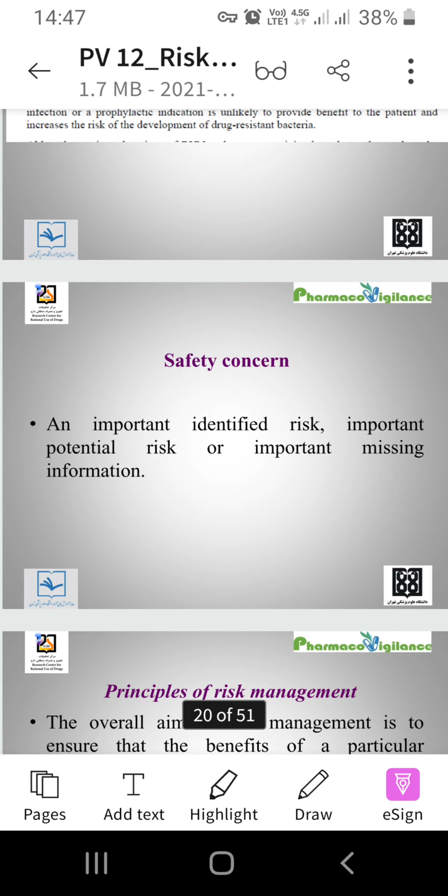Safety concern: an important identified risk, important potential risk, or important missing information. Okay, how should we do safety concern? When we determine the important identified risk, the important potential risk, and the important missing information, we do the safety concern.